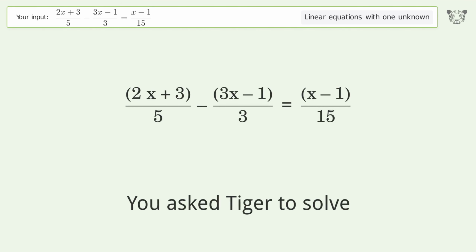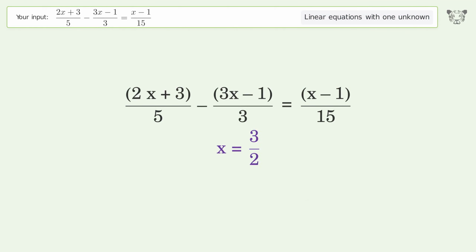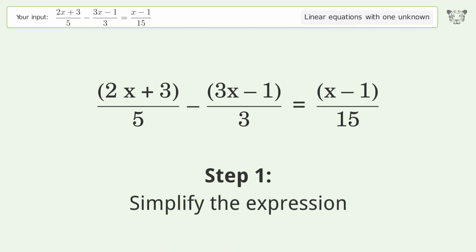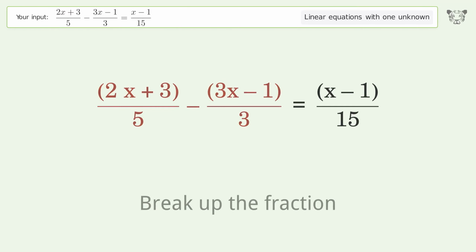You ask Tiger to solve. This deals with linear equations with one unknown. The final result is x equals 3/2. Let's solve it step by step. Simplify the expression. Break up the fraction.